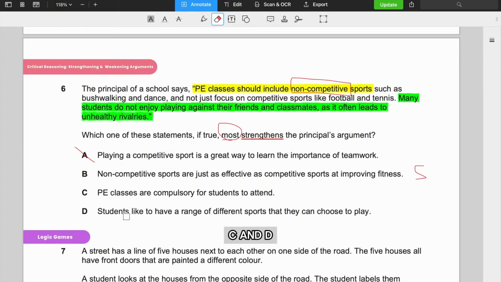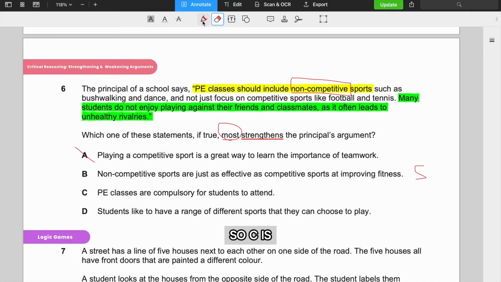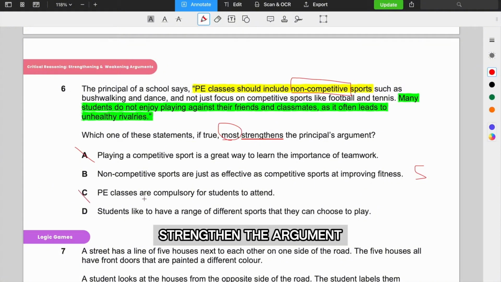If we were to go through C and D, C is not relevant. C is just saying PE classes are compulsory, okay? But it doesn't really differentiate between why we should also include non-competitive sports, right? It doesn't differentiate between competitive versus non-competitive sports and why non-competitive sports may be favorable. So C is doing nothing to strengthen the argument.